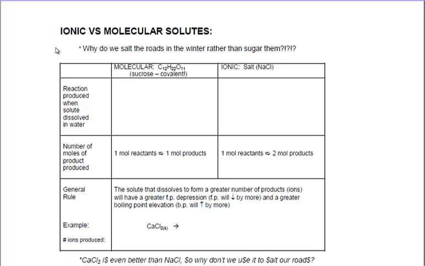Okay, well, great answers here. All right, well, sugar is molecular, and it's going to completely dissolve, and it's not going to break up into ions. So let's talk about this in further detail. So sucrose is molecular. It's C12H22O11. These are all nonmetals, so it's covalent.